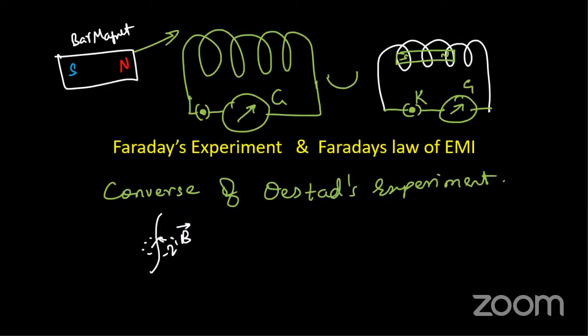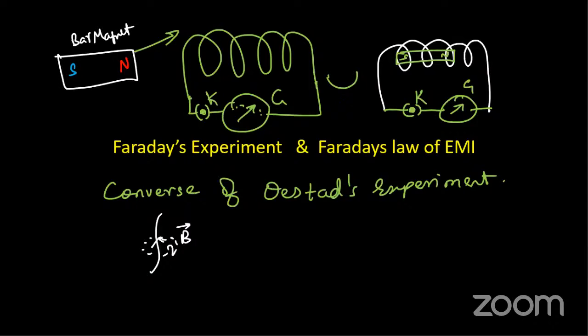What happened there? He found that he had not removed the key. The key was still there. So he threw the magnet. He saw, oh my God, there is some deflection in the galvanometer. Oh my God, all this time I was doing something wrong. Now he checked that, okay, now I got to know.